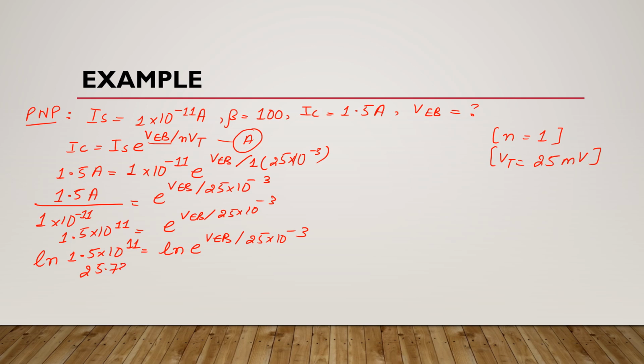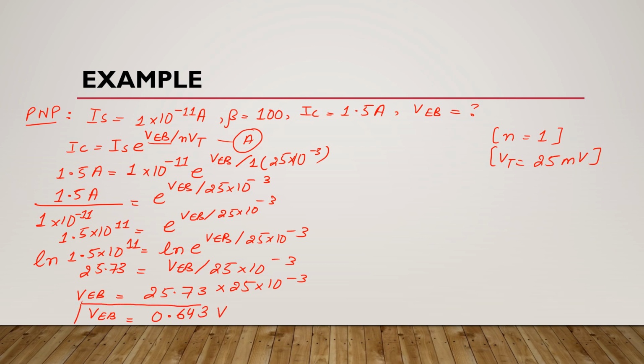25.73, and here we have VEB divided by 25 into 10 raised to the power minus 3. If we rearrange this equation, we get VEB is equal to 25.73 multiplied by 25 into 10 raised to the power minus 3, and after solving this you will get VEB is equal to 0.643 volts. Okay, so this is your answer.